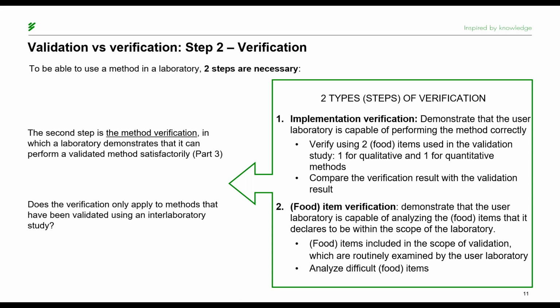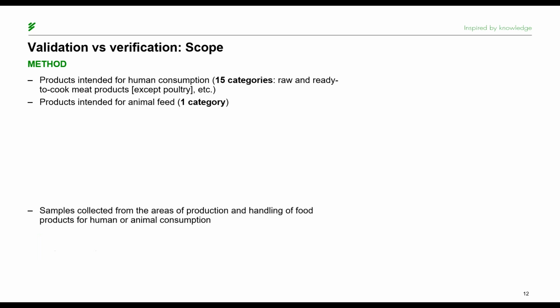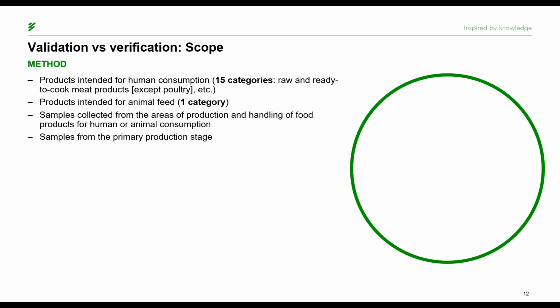The second type, if you will, is the food item verification, to demonstrate that the laboratory is not only capable of performing the method, but also that it declares the items to be within its scope. And for this verification, items that are routinely analyzed in the laboratory and that are, of course, within the scope of validation will be selected, as well as difficult items, which we will see later what is considered a difficult item. Again, we're going to review this issue of scopes, so there's no confusion at all.